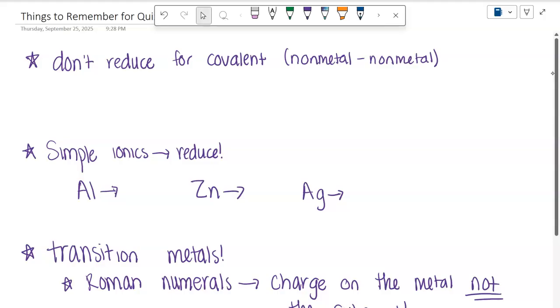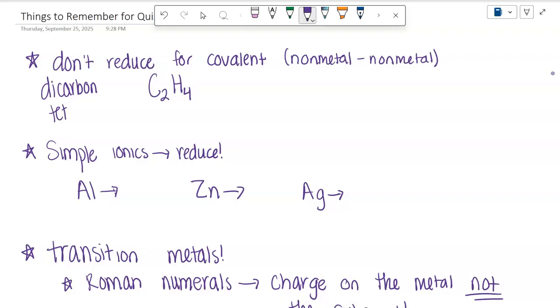So we don't reduce for covalent. So if I tell you something where you end up with like a C2H4, we don't reduce. This is what we're going to leave it as because we want our formula to represent exactly what those prefixes tell you, for dicarbon tetrahydride. So even though in ionics we would reduce this and make it CH2, for a covalent we want to make sure we're representing, hey, 2 carbons, 4 hydrogens, just like what it says.